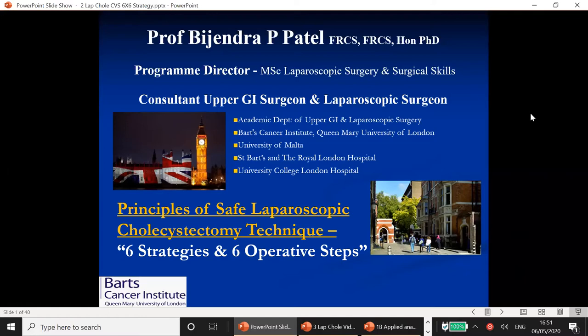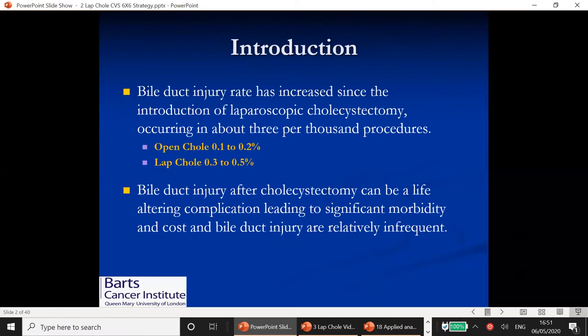So, principles of safe laparoscopic cholecystectomy. I'm calling it 6x6 strategies, or the six strategies that break down the operation into six steps. Now, bile duct injury rate has increased since the introduction of laparoscopic cholecystectomy. In the open cholecystectomy era, it was reported at 0.1 to 0.2%, whereas in lap chole, the reported rate is up to 0.5%.